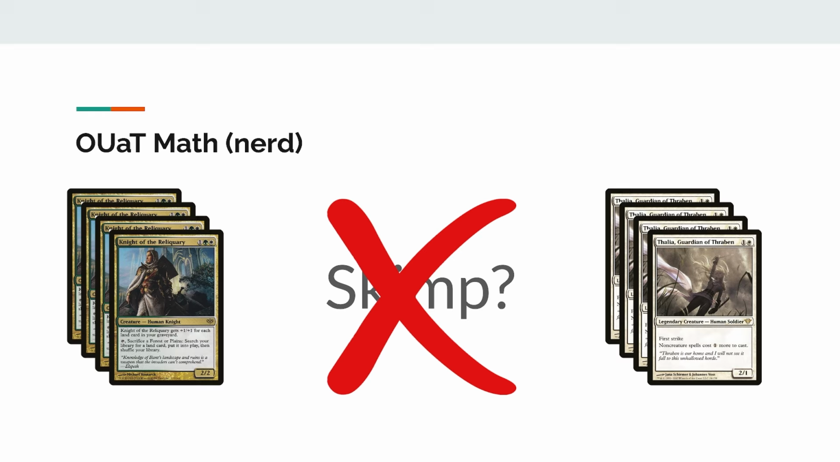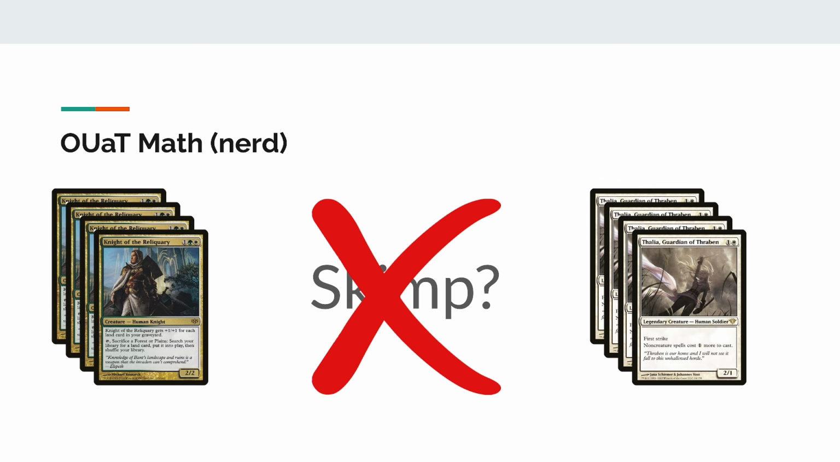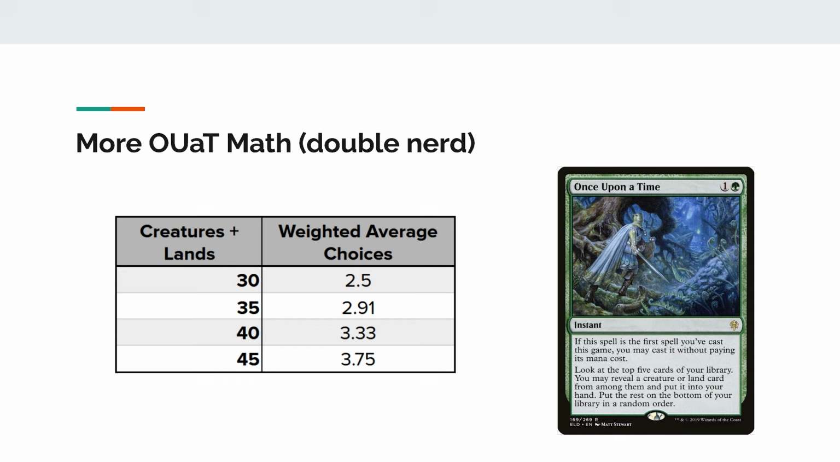Even though I'm playing Once Upon a Time to fix my hands and find what I need, I'm still going to play an adequate amount of core cards in my game plan. So for me in Maverick, for example, that's 4 Knights and 4 Thalias. We also want to make sure we play enough creatures and lands to give us a good selection of choices out of our 5 cards.